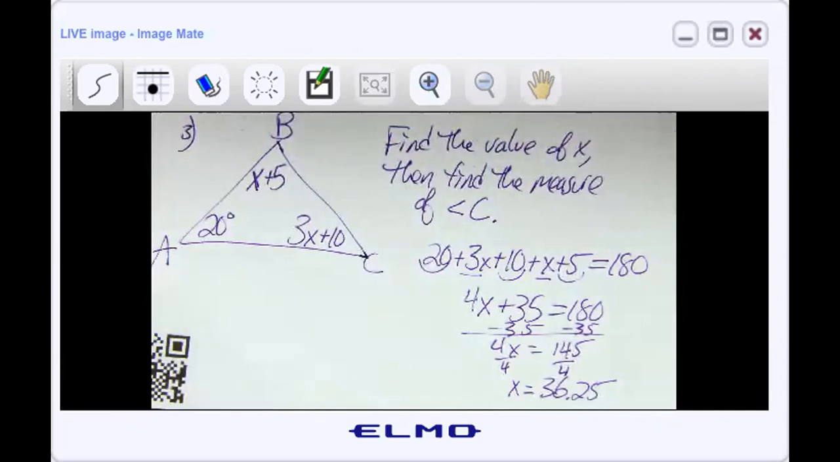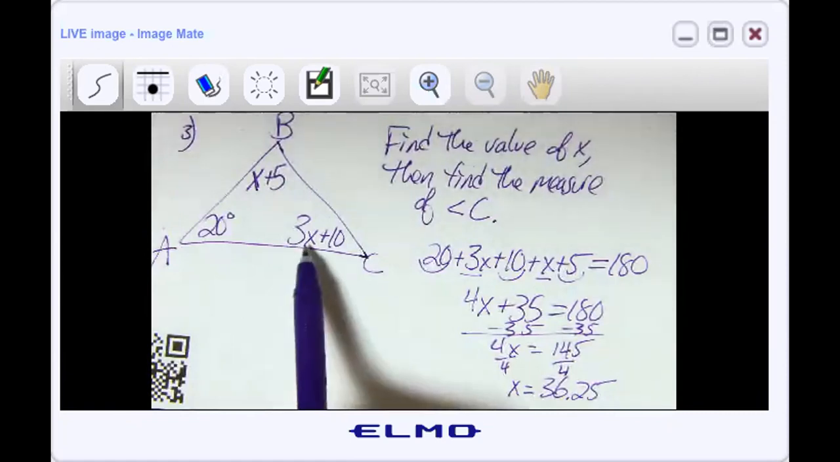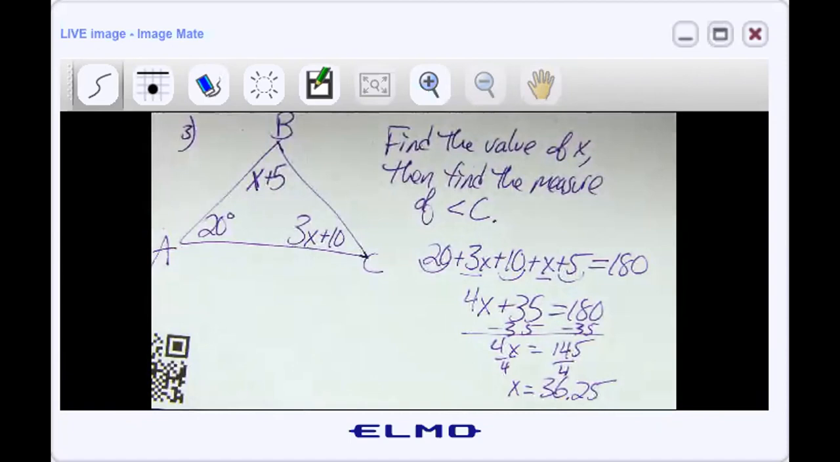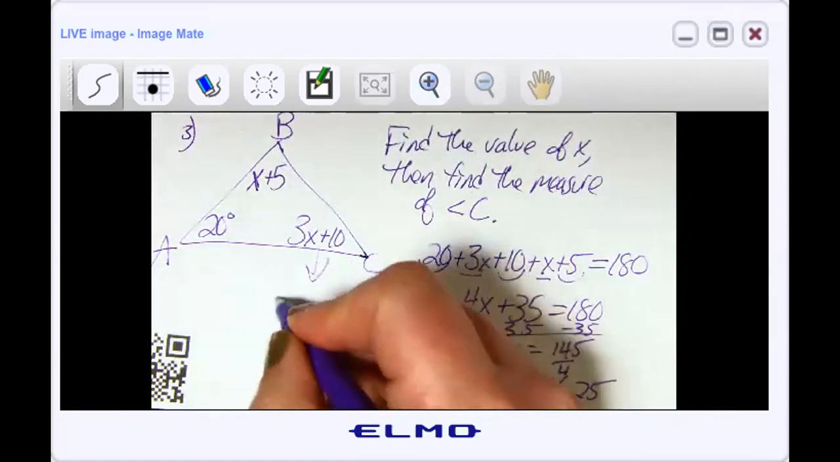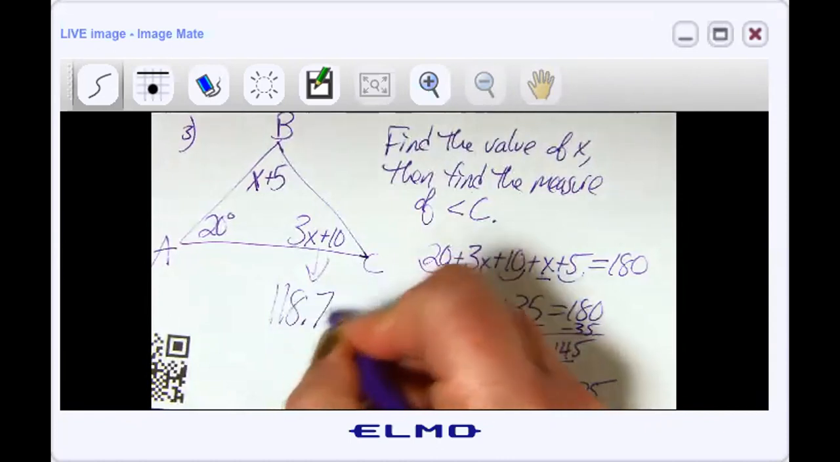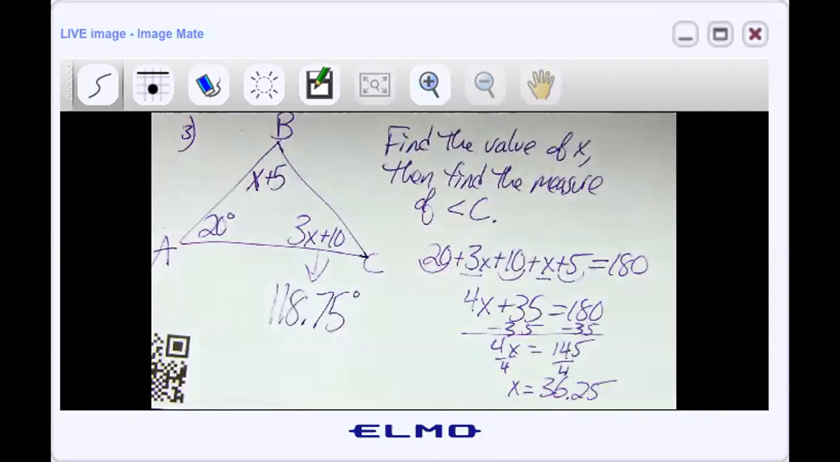So if I need to now find the value of C, I'm just going to take that 36.25 and I'm going to pop it in right there. So I want to do 3 times that plus 10. So if I do that, I get 118.75. Is that what you got? I got 118.9. I wonder if that's just rounding. Did you round it? I rounded up to 36.3. Yeah, don't do that. Okay.